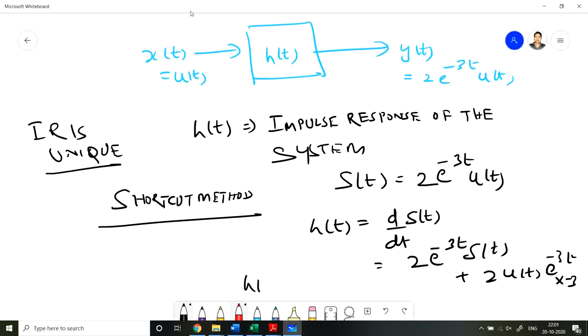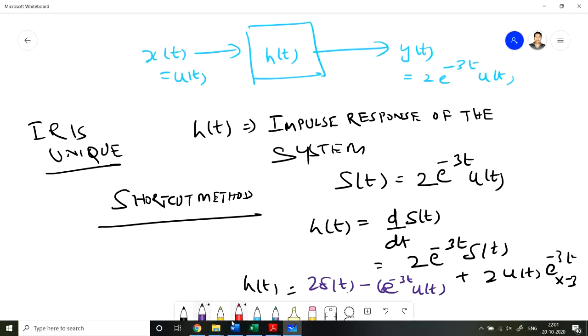Finally h(t) we will get as 2 e raised to the power minus 3t, and also we can apply the sampling property here. So what we will get here is 2 del t, by applying the sampling property. What we will get here is 2 del t minus 6 e raised to the power minus 3t into u(t). So this is our h(t).